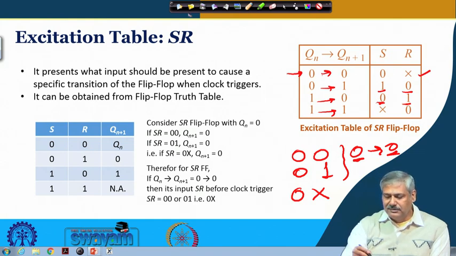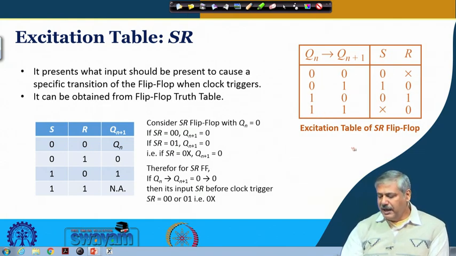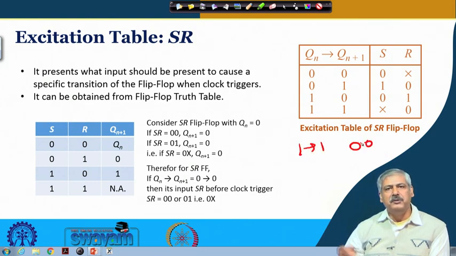And for 1 to 1, you can have 0, 0. If you have 0, 0, the previous value is returned. And if you have 1, 0, that also will make sure that the next value is 1. In either case, for these inputs being present, if the previous value is 1, the next value for sure will be 1. So that is R needs to be 0 and S can be any of 0 and 1. So that is the case where we say cross 0. Is it clear?